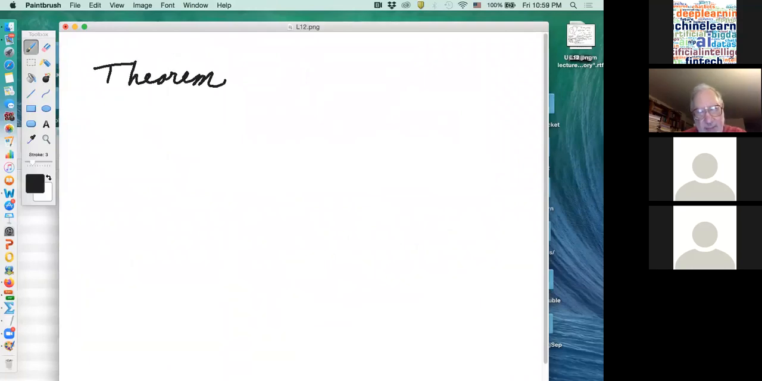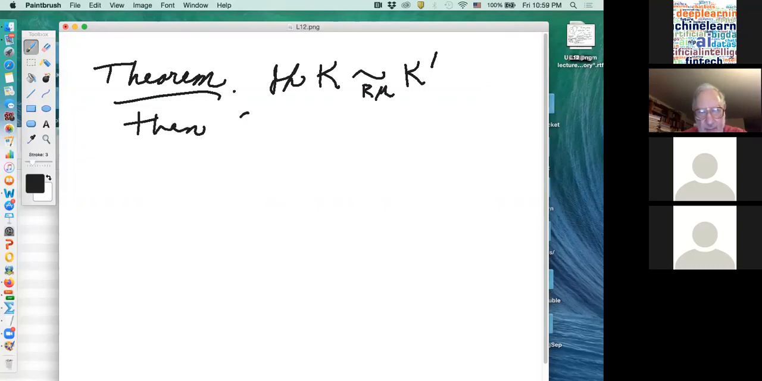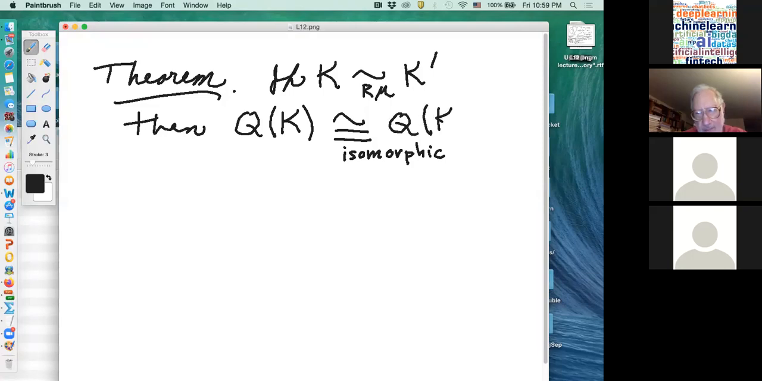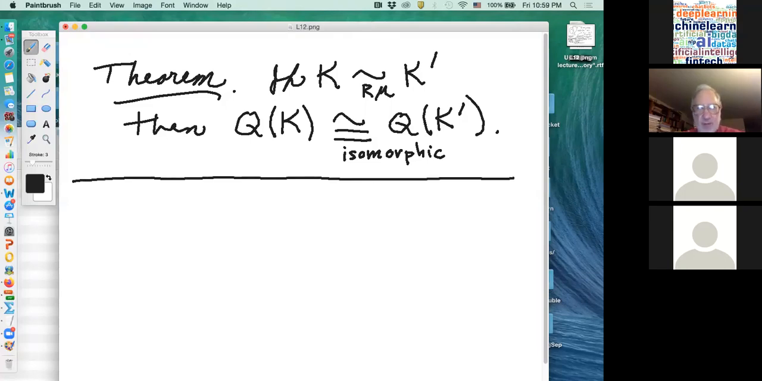We can then say this. We can say that if K is equivalent by Reidemeister moves to K prime, then the quandle of K, that algebraic structure, is isomorphic to the quandle of K prime. So the quandle structure itself, the algebra that we associate to the knot, becomes an invariant of the knot.